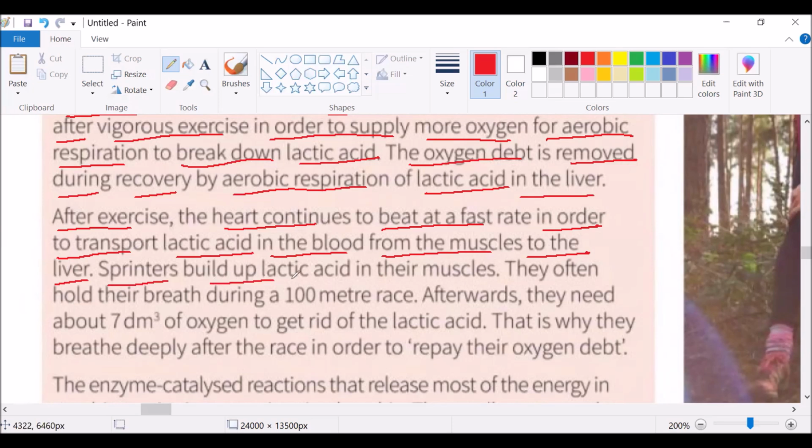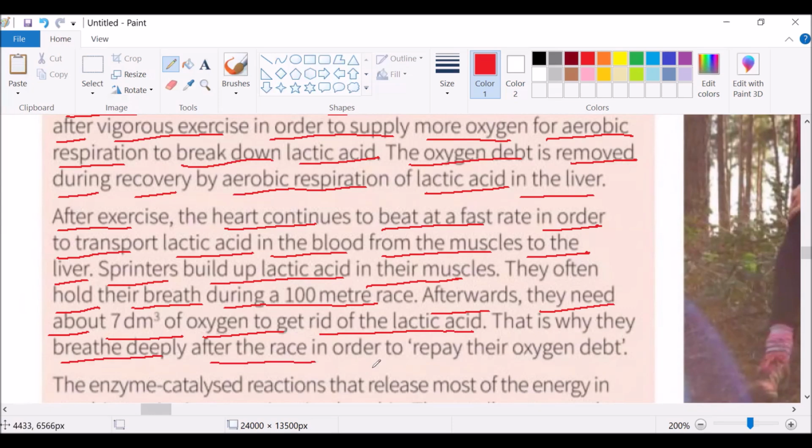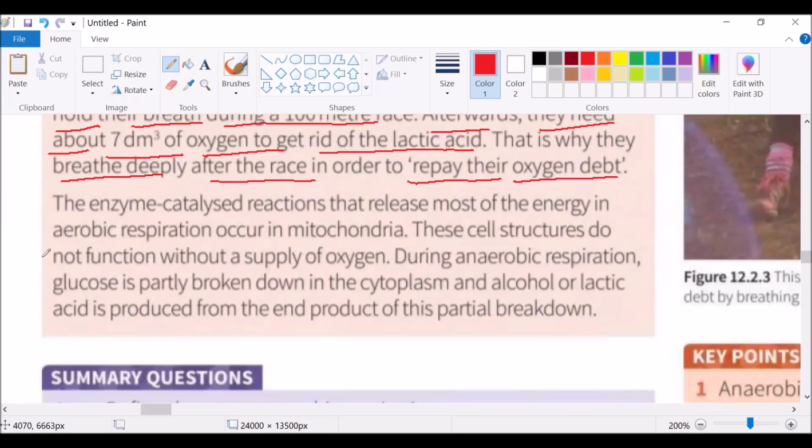Sprinters build up lactic acid in their muscles. They often hold their breath during a 100-meter race. Afterwards, they need about 7 cubic decimeters of oxygen to get rid of the lactic acid. This is why they breathe deeply after the race in order to repay their oxygen debt.